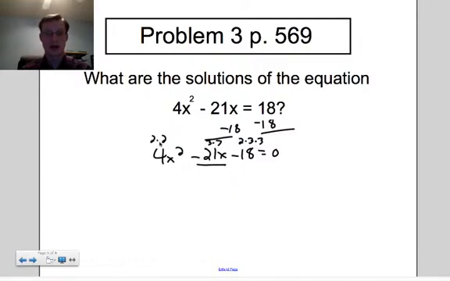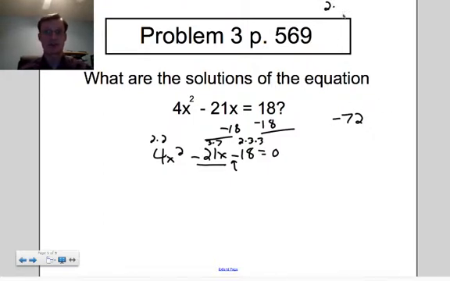So we're going to have to multiply 4 times 18. 4 times 18, you could double it twice. 18 times 2, 36, times 2, 72. So we have 72, and it's going to be negative 72. And I need to find some factors that subtract to give me negative 21. Well, I like breaking these down into a factor tree.